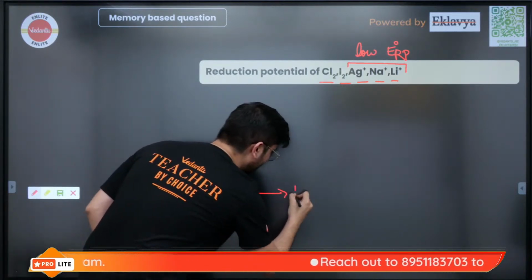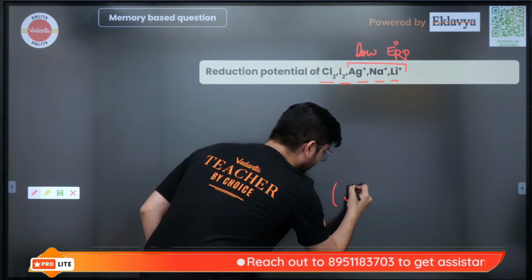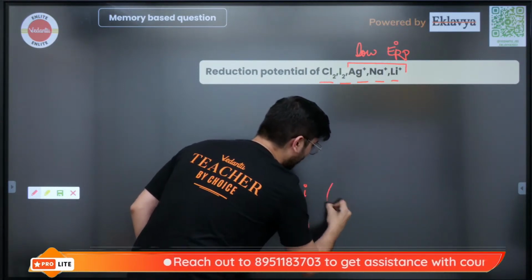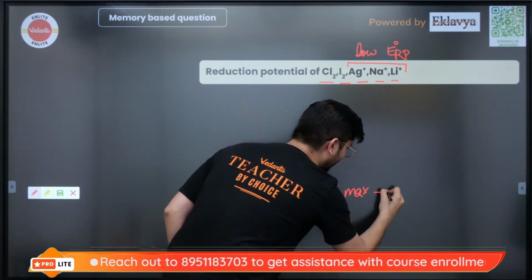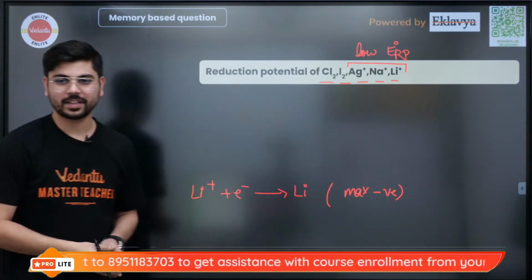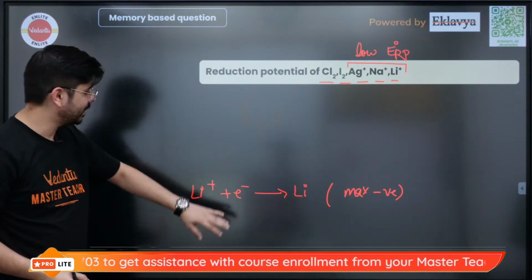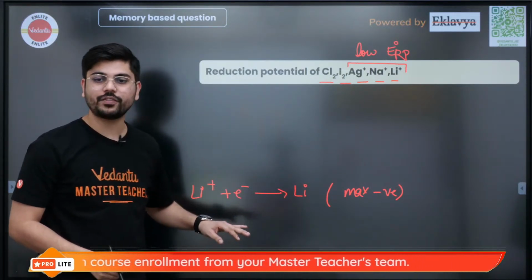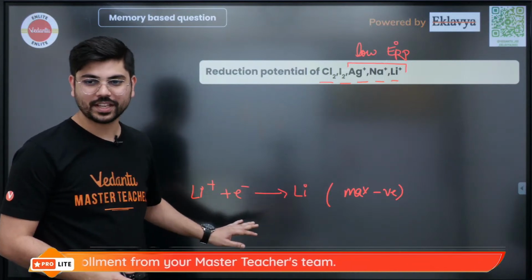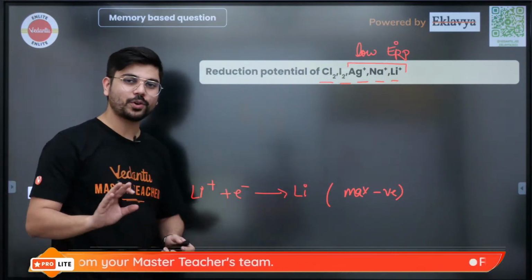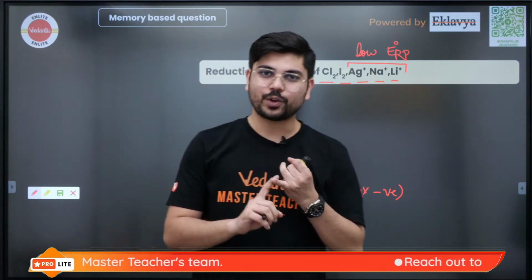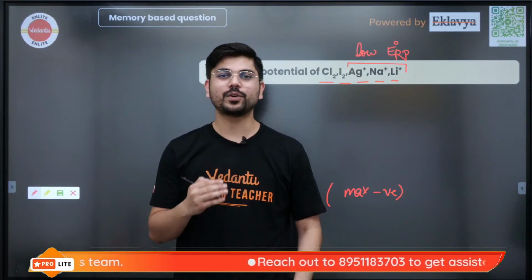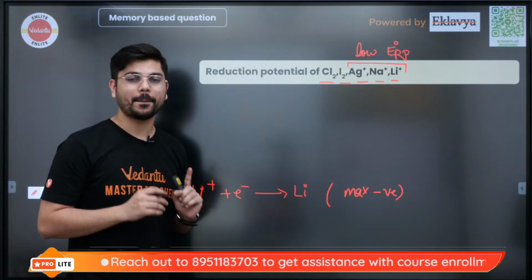Li plus taking an electron to form lithium has maximum negative value. Yes or no? These are reactive metals, so they have the least reduction potential value, Li plus, all those things, right? And don't you know F2 is the best oxidizing agent? F2 is the best oxidizing agent. Reason being because its reduction potential is maximum.